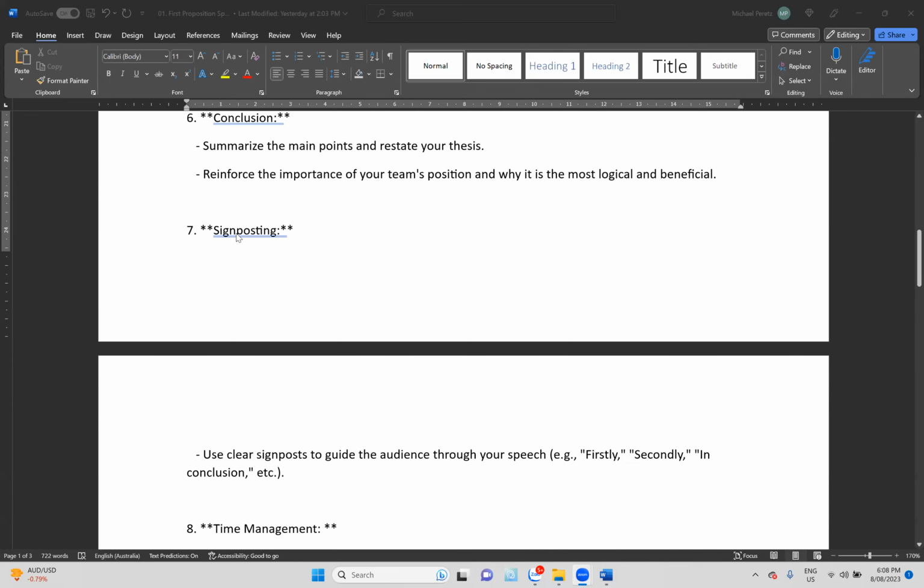The next thing here, we've got signposting. Now, signposting is a technique that you can use in speeches, and it helps you to clearly label each section of your speech. The reason that's important is because as I was listening to a few speeches last week, I couldn't tell when one argument ended and the next one began. So by using this technique, by saying things like, firstly, secondly, or in conclusion, it clearly separates each part of your speech, and it makes it very obvious for anybody listening.